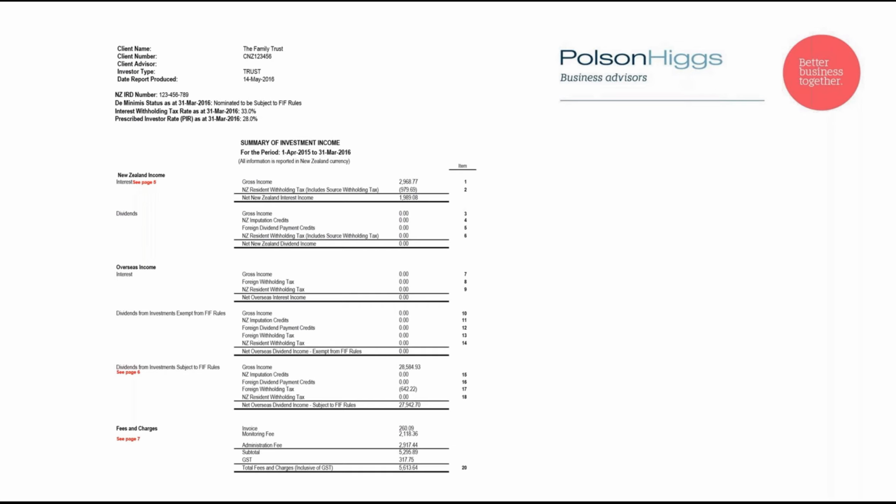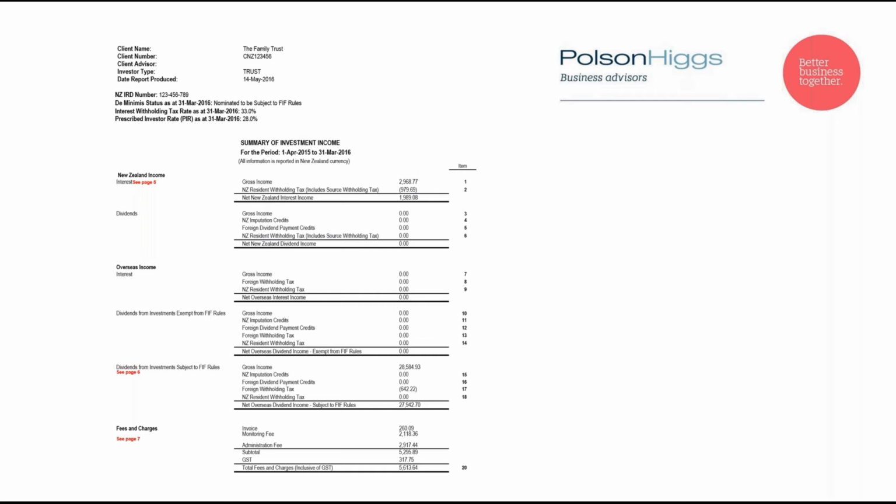We then have all our different types of income listed down the page. So the first bit is our New Zealand income. That's just ordinary income. Put that in our income tax, interest income tax box. We don't have any New Zealand dividends and we don't have any overseas interest. We also don't have any dividends in this particular portfolio exempt from FIF, so none of those Australian dividends. But we do have some dividends subject to FIF. So you'll see there we've got $28,584.93 of overseas FIF dividends. That is exempt. That $28,000 exempt doesn't go in my tax return.